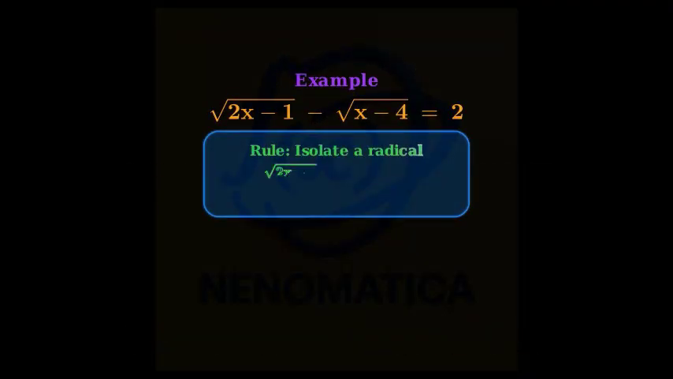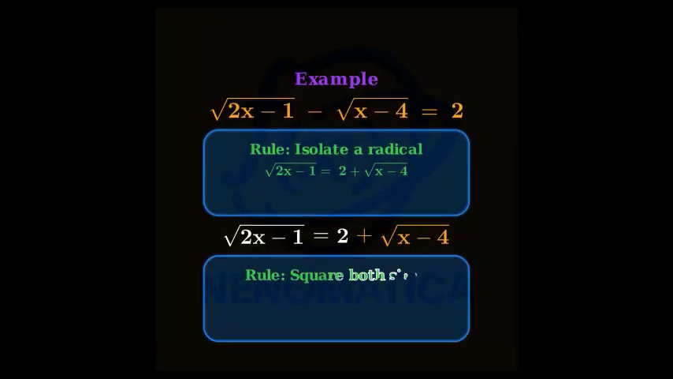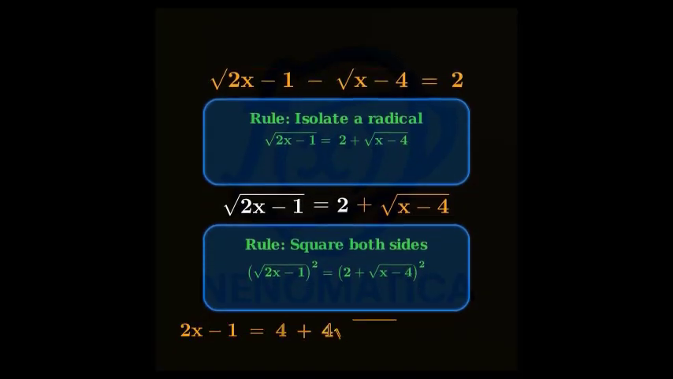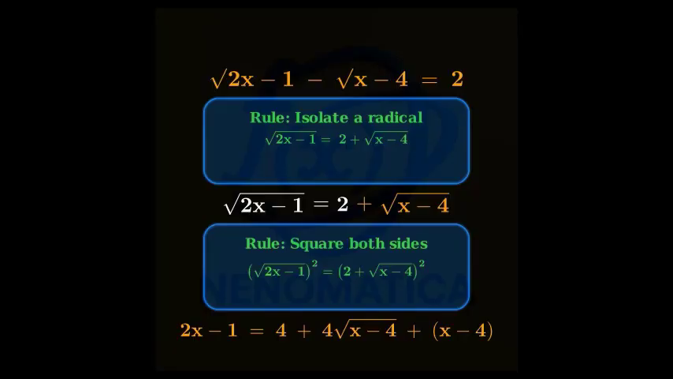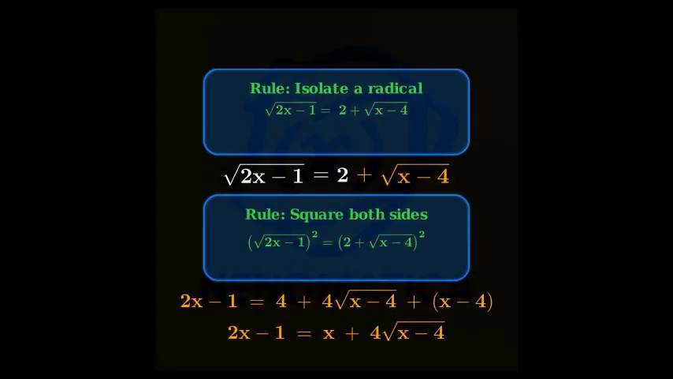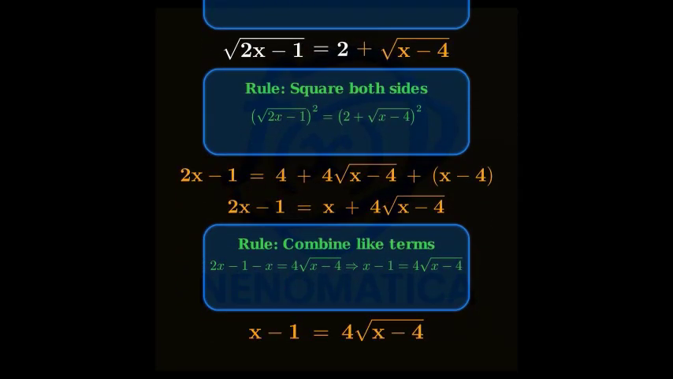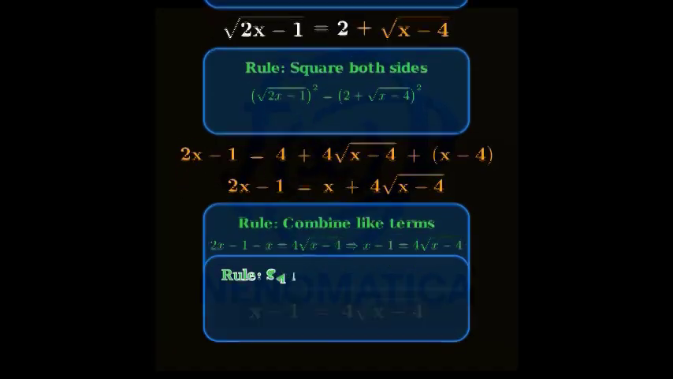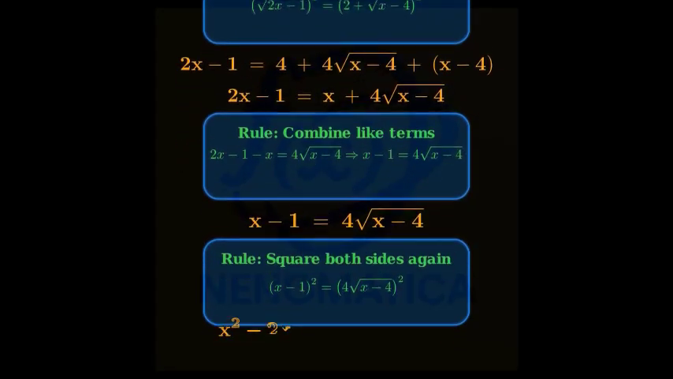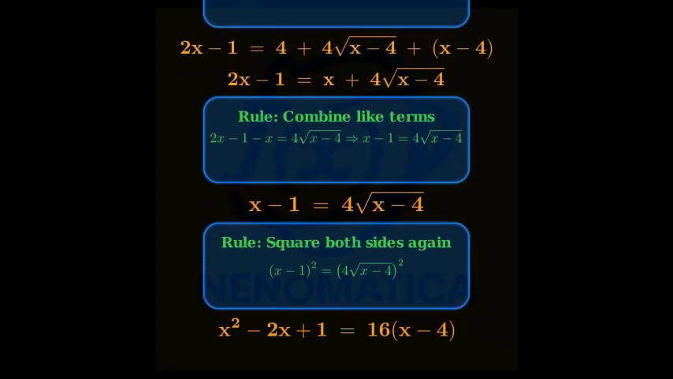Step 1. Isolate a single radical on one side. Move the second square root to the right side. Step 2. Square both sides to remove the first square root. Remember to square the binomial on the right side completely. Combine like terms to simplify. Step 3. Subtract x from both sides to isolate the radical term. Step 4. Square both sides again to eliminate the remaining square root.